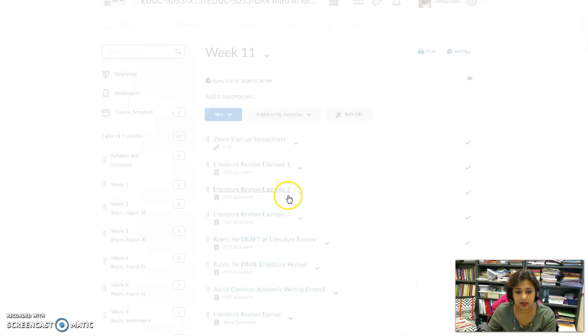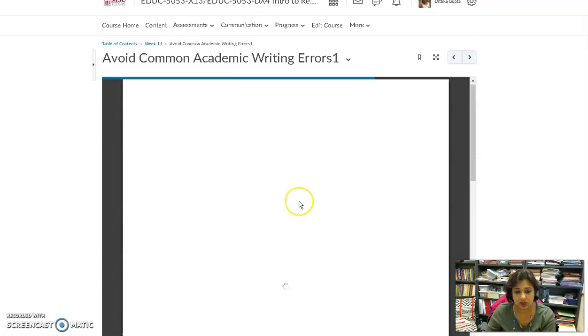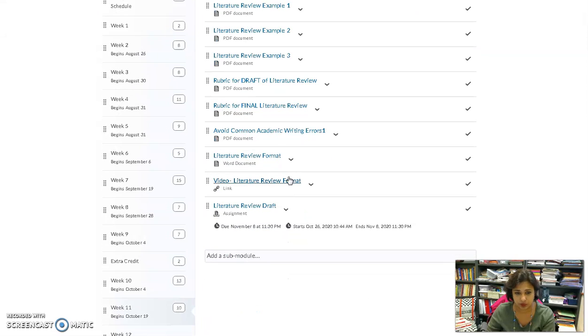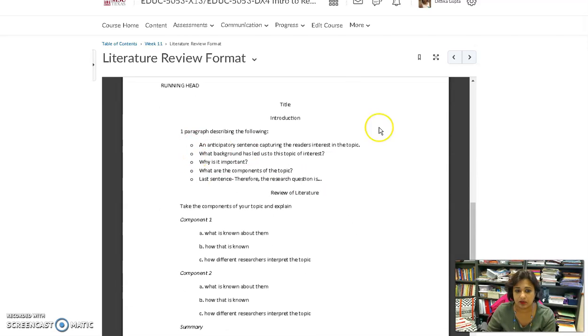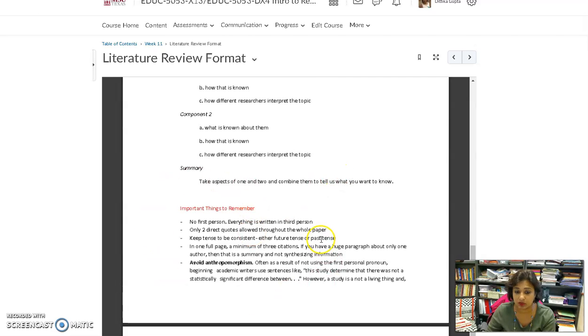And then here is actually avoiding common errors. So this is avoiding common errors, that talks about all the errors that you can avoid. This was also there when you were doing your introduction. Here is the literature review format. So remember APA, this is your introduction, this is your review. I have some important things to think about.